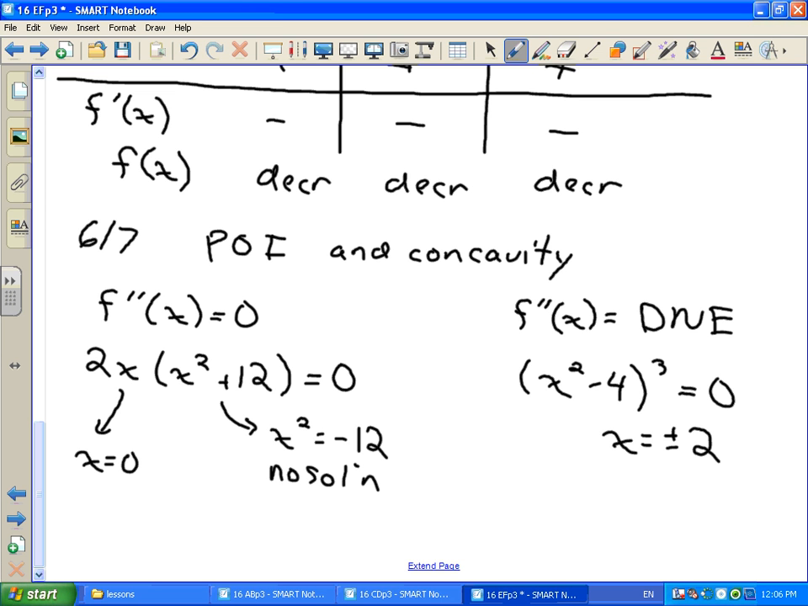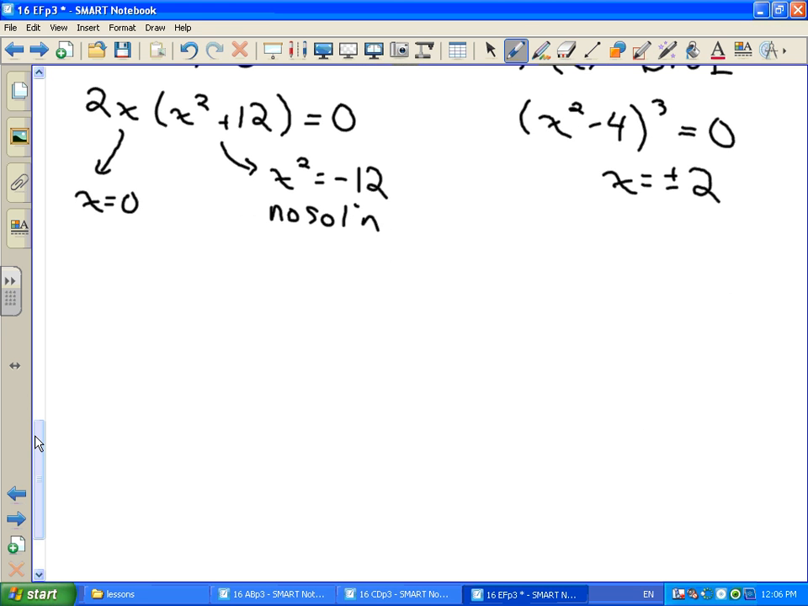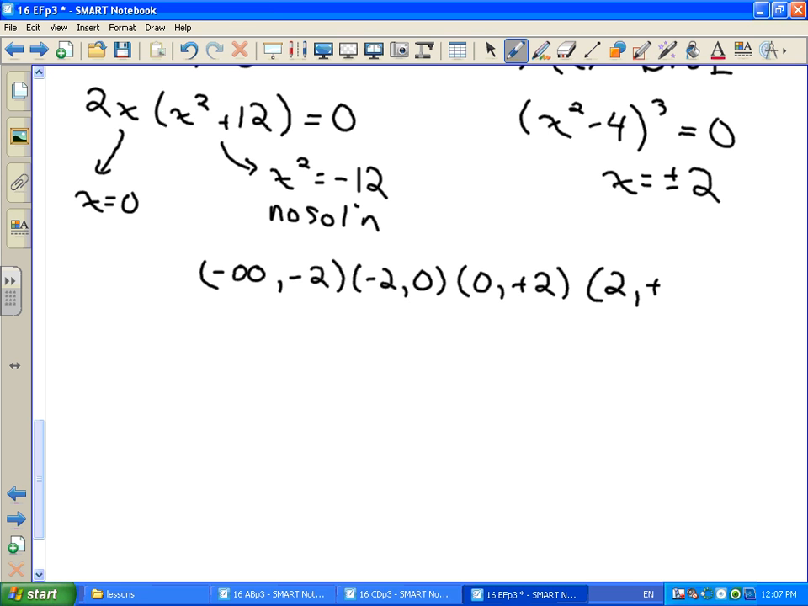And I'm doing this every time to make sure that I take these numbers from here and use them to define my intervals. So I don't want to forget to put those numbers in my interval table, which is why I'm doing it every time. Okay. So let's set up our interval table here. Our intervals are going to be negative infinity to negative 2, negative 2 to 0, 0 to positive 2, and then positive 2 to positive infinity.